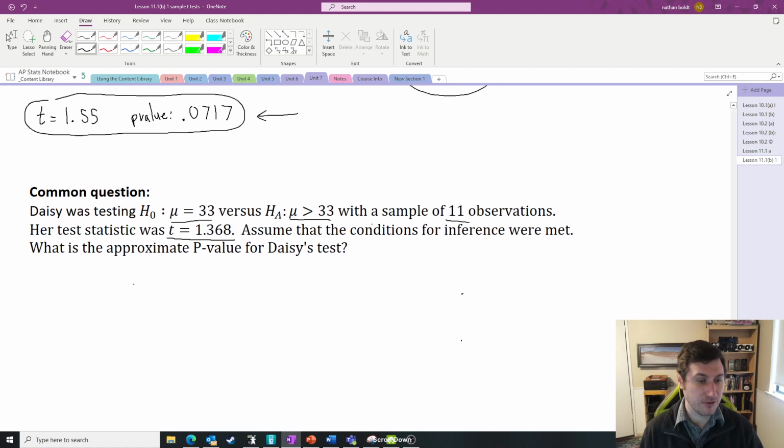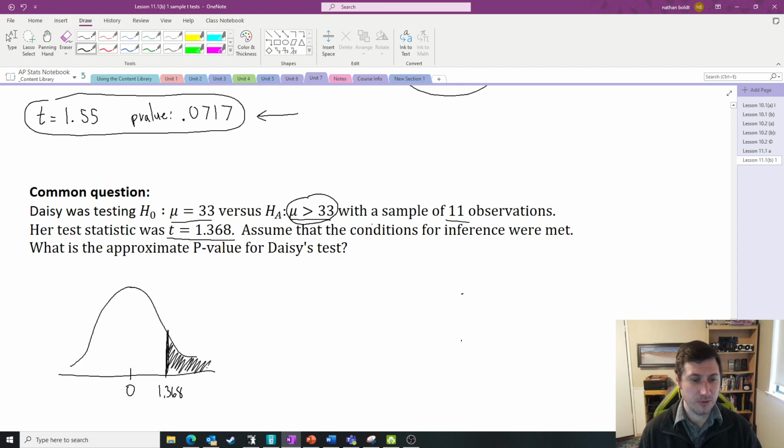We have ourselves a t distribution for our sampling distribution. 0 is in the middle. And the test statistic, the boundary over here, is 1.368. Our alternative is that it was greater than 33. So we want, again, a TCDF greater than 1.368. We don't know what the context is, but we do know what the test statistic is, so we can simply go from there.